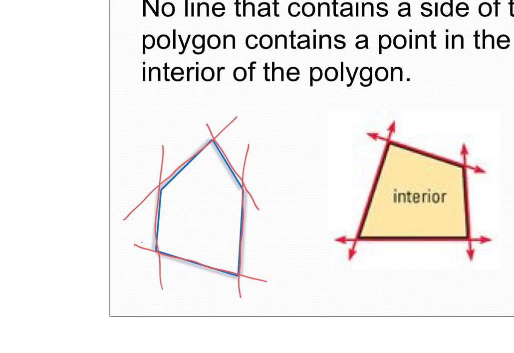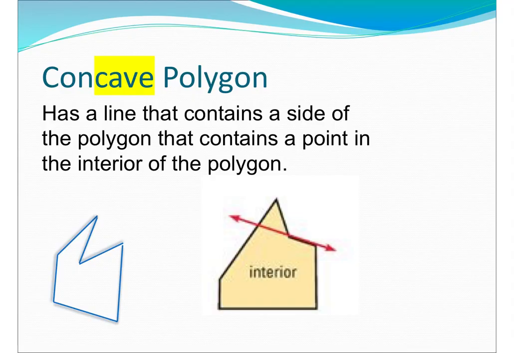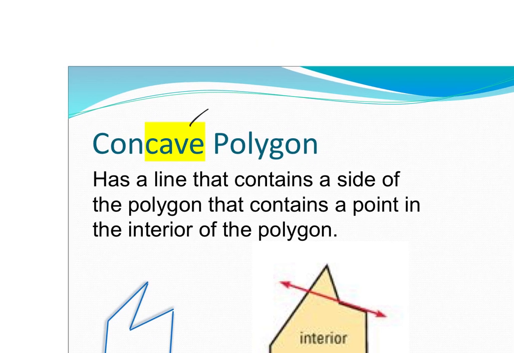Questions on what a convex polygon is? Okay, so what does X stand for again? Exterior, okay? Now, moving on to the next one, we have something called a concave polygon. What do you do when you get to the cave? You go inside, okay? Inside.